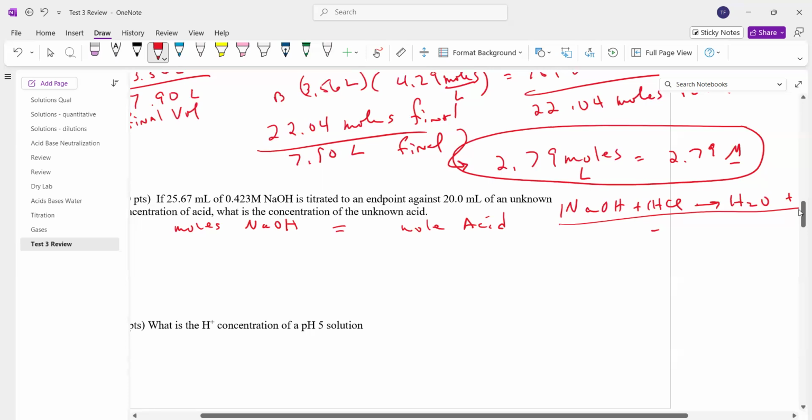I was interviewed for a position a while back, and I was asked specifically this question. A student was having trouble in their titration, and they weren't getting the right results. It was because the student was not looking at the balanced equation. He was assuming 1-to-1, and it was oxalic acid, so it was 2-to-1. That was the question on the interview.